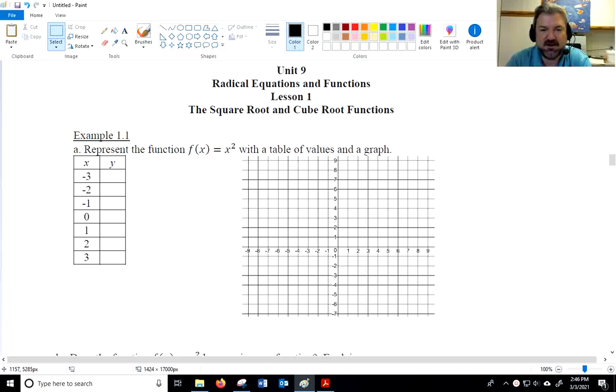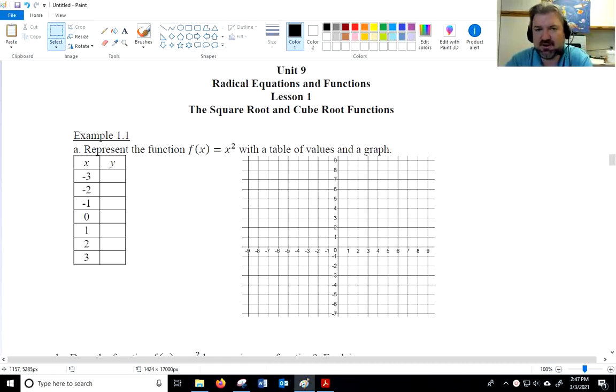Hello, welcome to Unit 9 in Algebra 2. This unit we're going to study the radical function and radical equations. When I say radical, I mean anything that has either a square root or a cube root or even a fourth root or above.